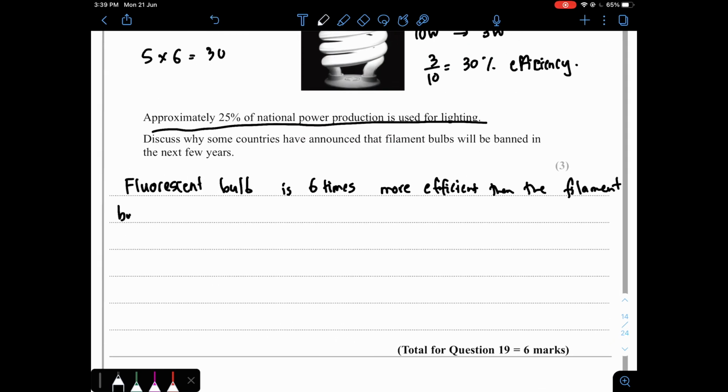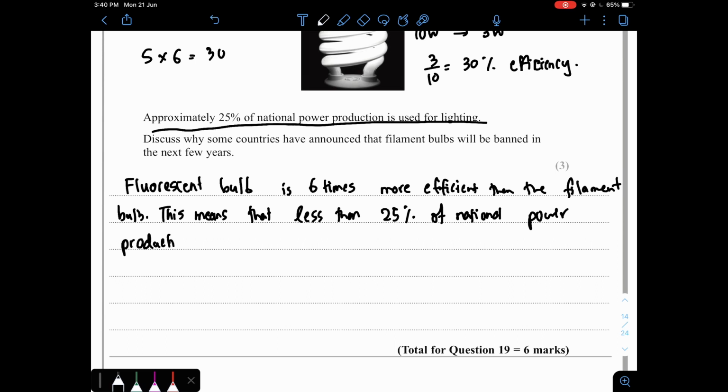What else can we talk about? If it's more efficient, what does that mean? That means that less than 25% of national power production will be used for lighting.